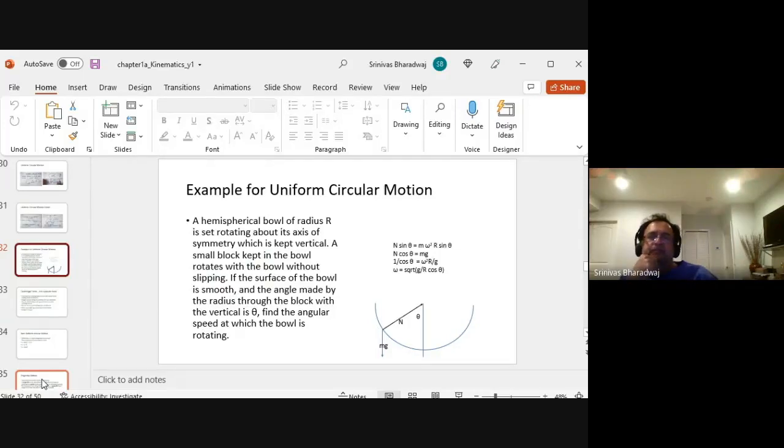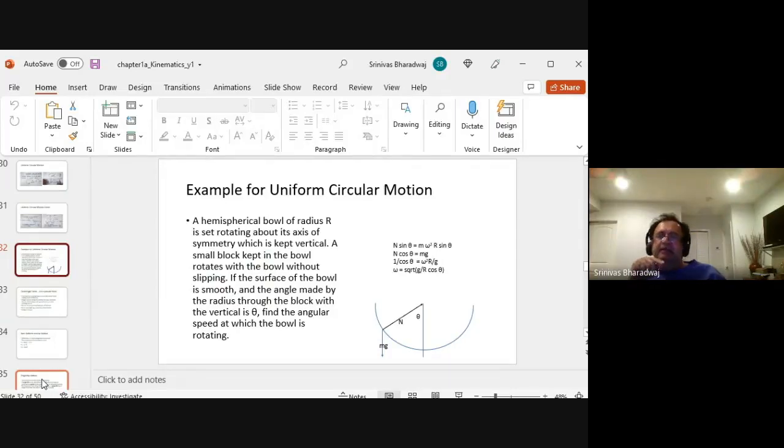So now what all is happening? The bowl is rotating. There is a normal force. There is g, but the net acceleration is radial. Find the angular speed so that the small block is kept in the bowl and it stays there without slipping. So what can you say?